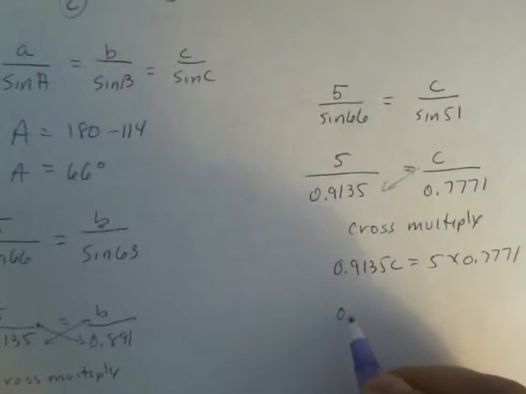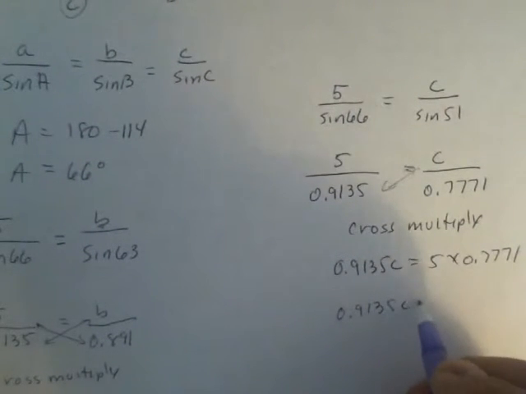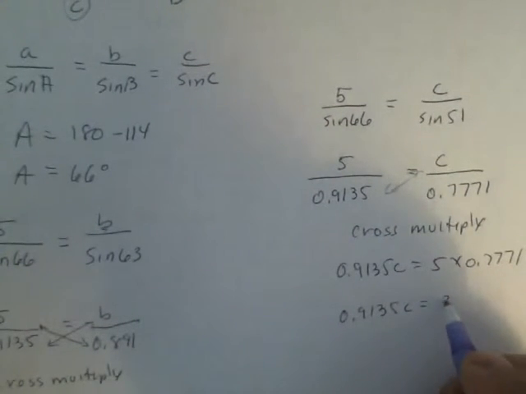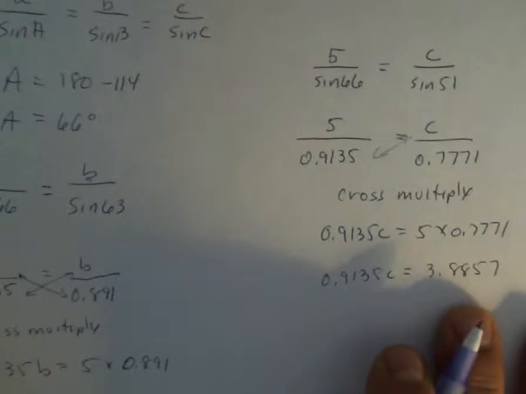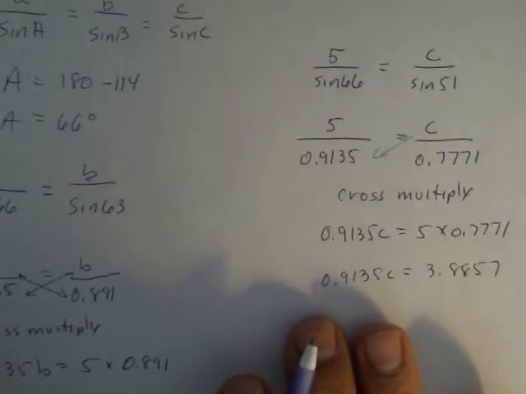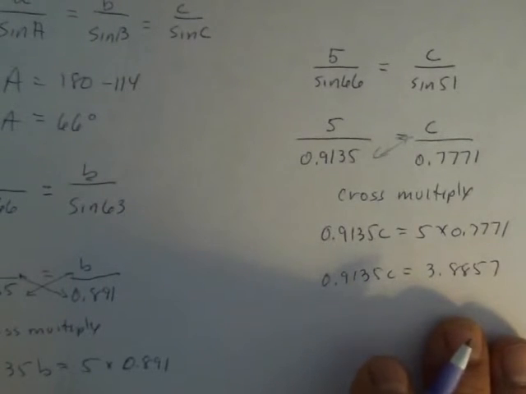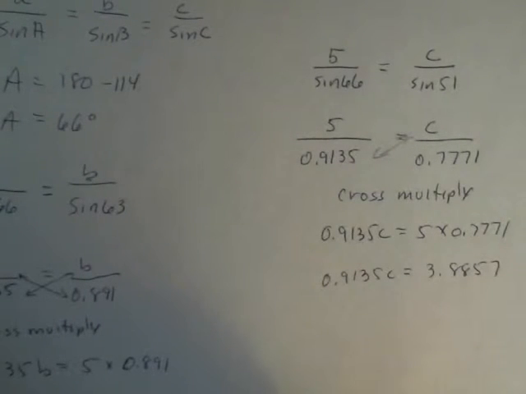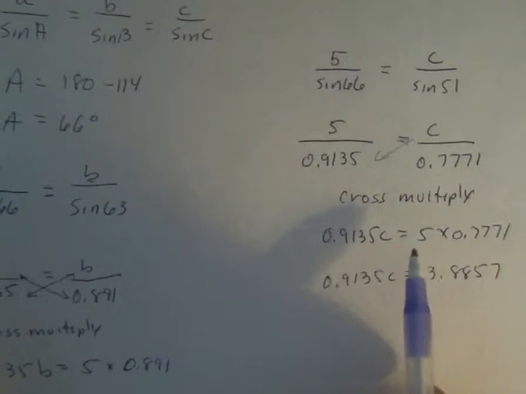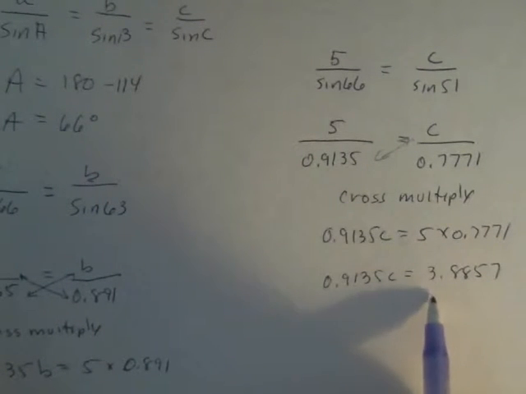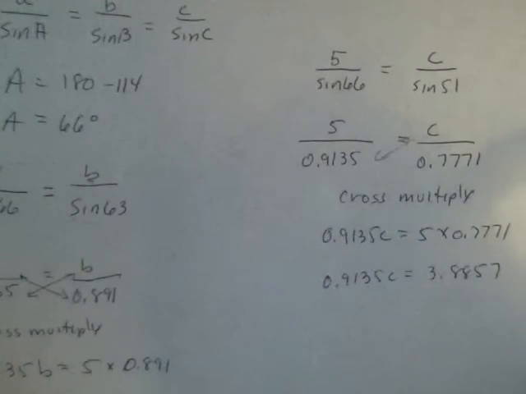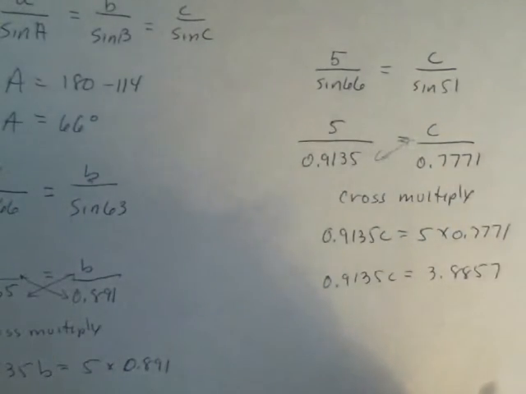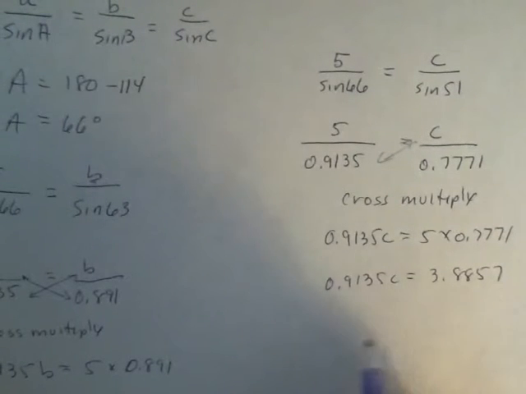And I get 0.9135C is 3.8857. So you see how I'm rounding to 4 decimal places. You're more apt to get the correct answer on the computer because they don't round till the very end. So if you're rounding to 3.9, your answers are going to be off just a little bit, and then they're going to count it wrong. So just round to several decimal places.